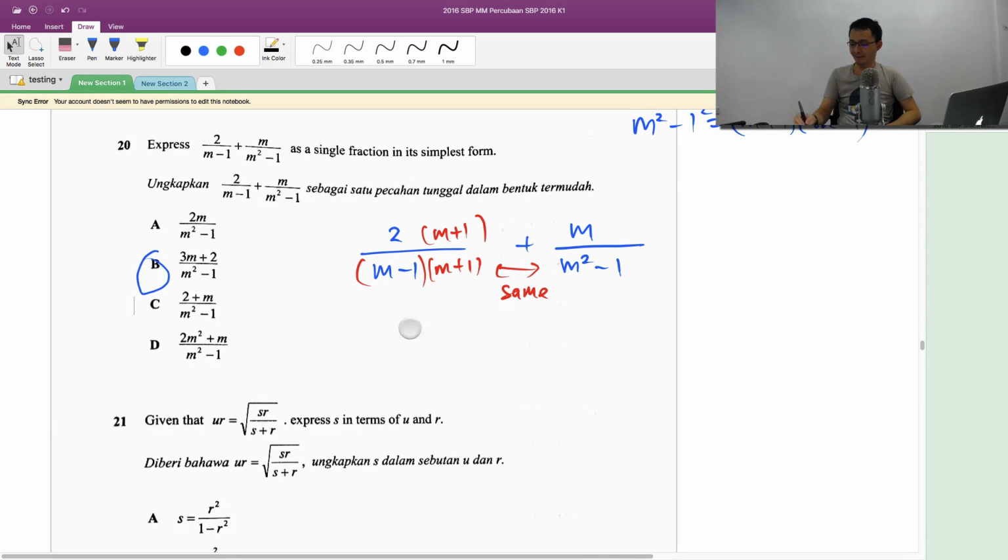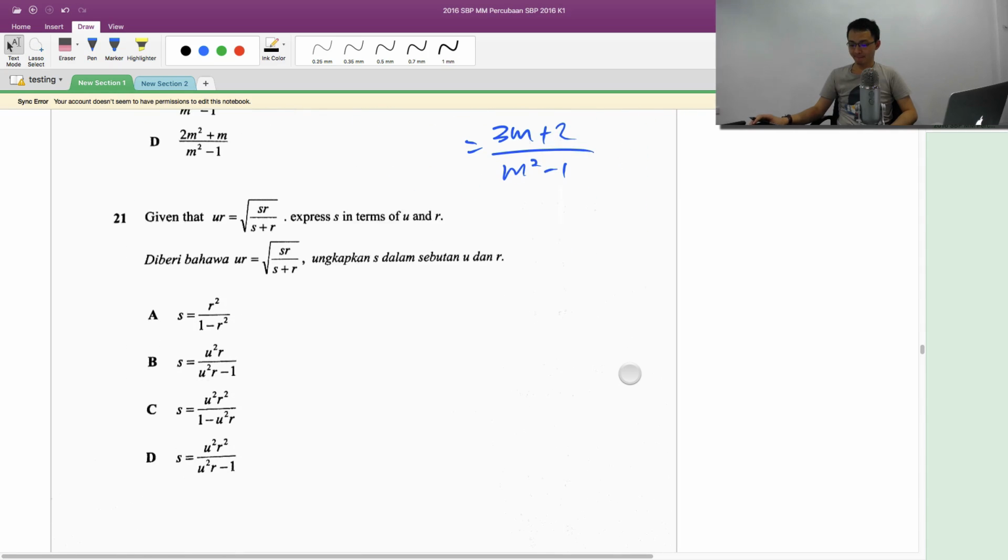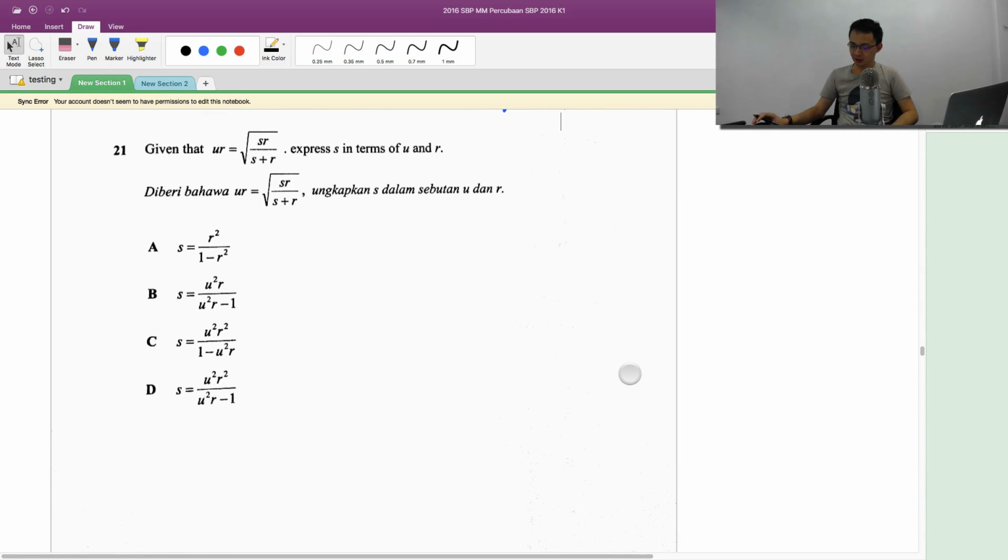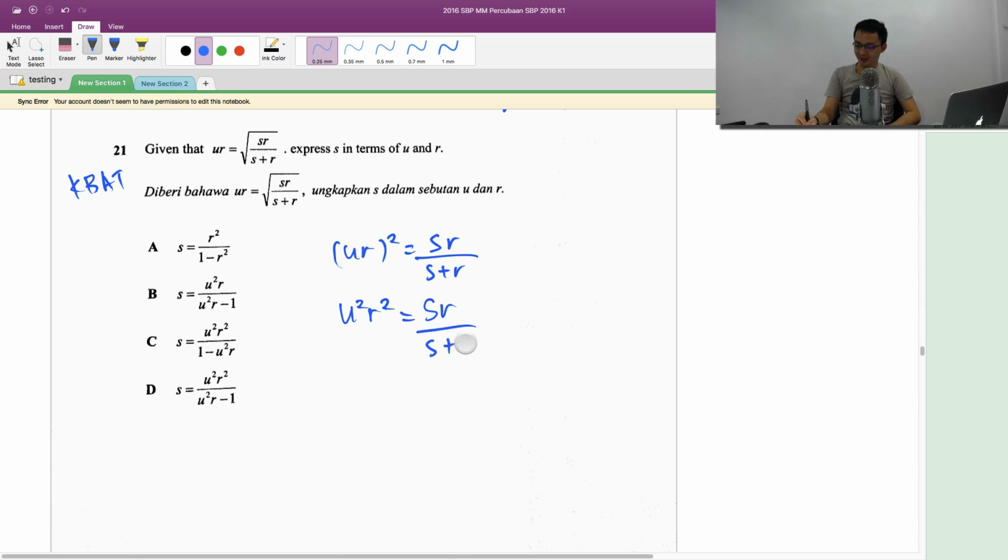Okay, because it's 3m plus 2 over m squared minus 1. Okay, so this one is considered quite tough. I mean, in algebra, I do so many algebra, this one is considered quite tough. Okay, they ask you in terms of u and r. First thing, I move the square root to the other side, it becomes square. So this one is just u square r square equals to SR over S plus R.